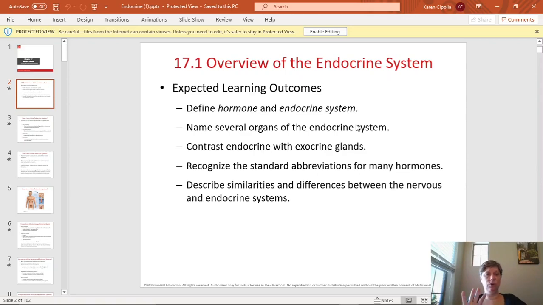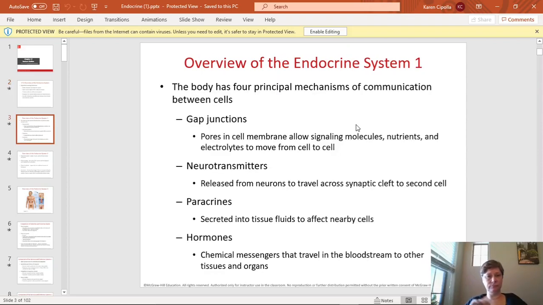Here's an overview. You're going to be needing to learn how to define the word hormone as well as endocrine system itself. You're going to need to name the organs of the endocrine system and contrast the endocrine glands with the exocrine glands. So let's get started. We're just going to cover a few things very quickly, see how it goes.